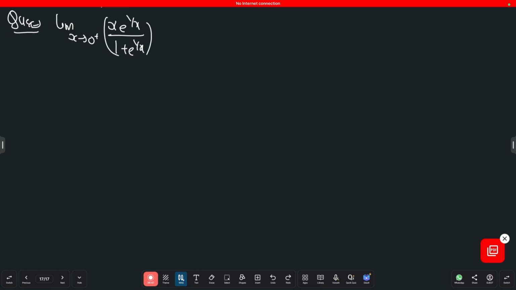Limit x tending to 0 plus, here written 0 plus, okay, is equal to dash question mark. Can you see any special thing? 1 by x, 1 by x, okay, it means L.H.L and R.H.L required. But here also e power 1 by x, e power 1 by x, L.H.L and R.H.L required, okay.